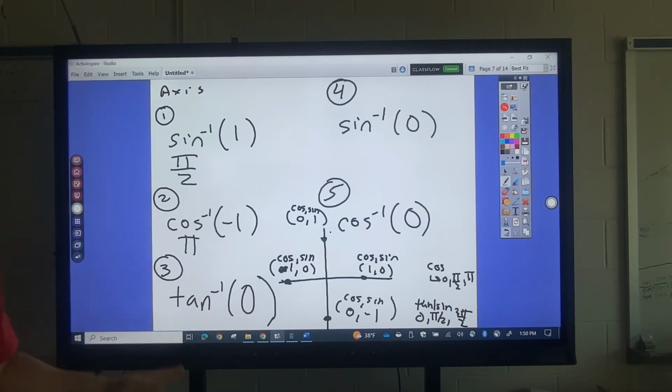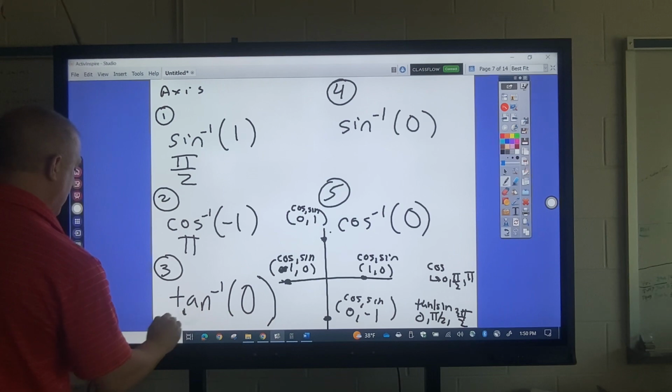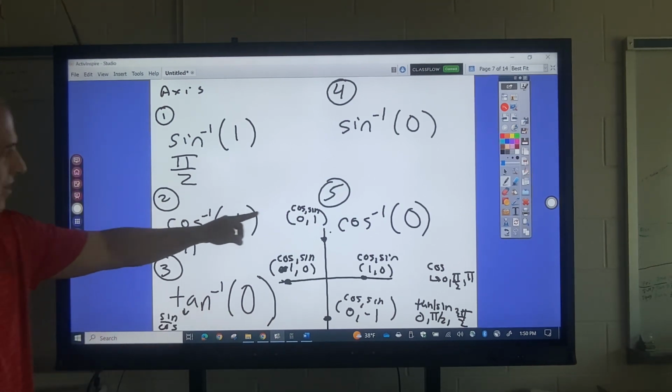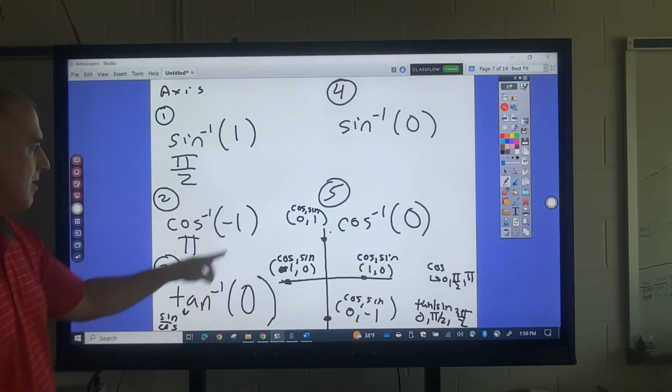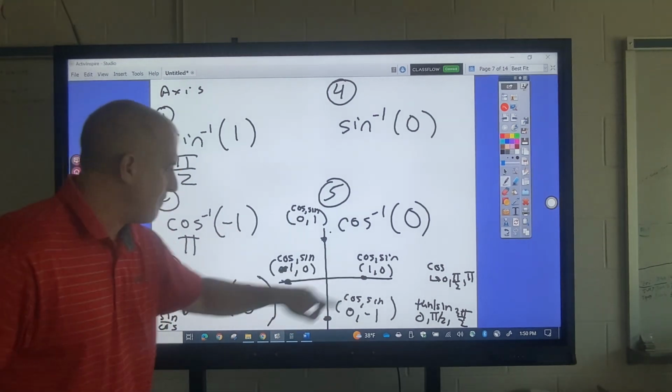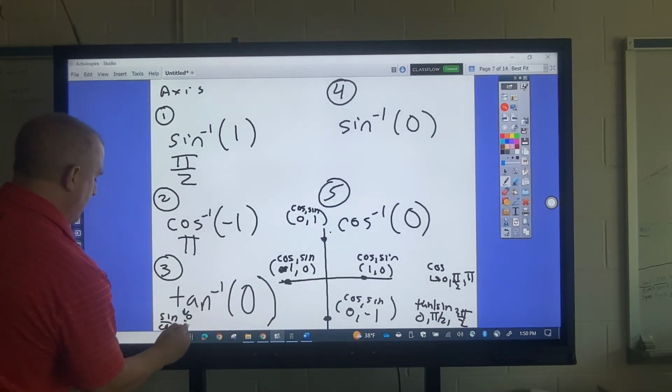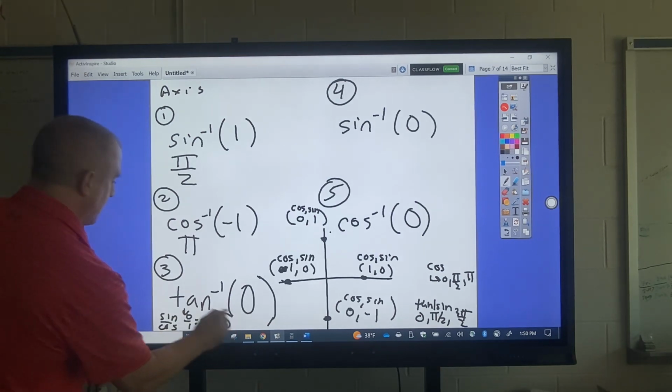Where is tangent 0? Now, this is a little tricky. If you think about it, tangent would be sine over cosine. Well, if I put 1 over 0 there, that would be undefined. But 0 over 1 would work to be 0. So that answer is 0.